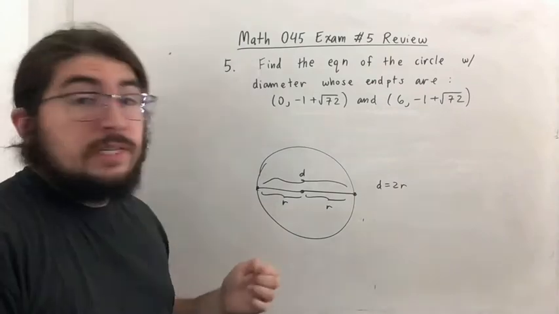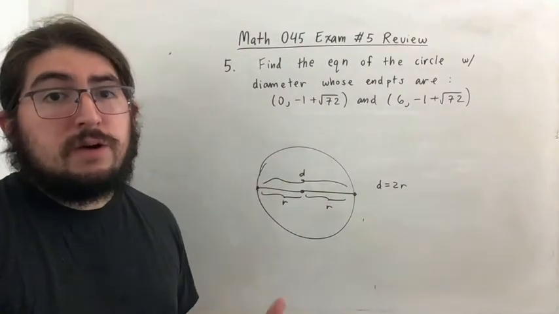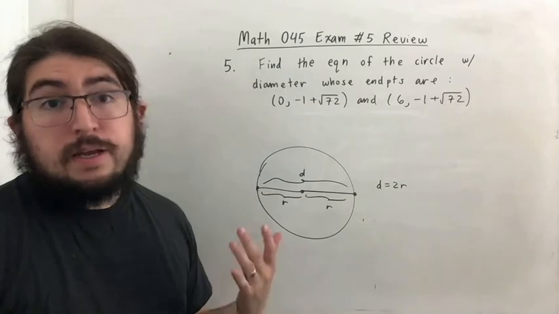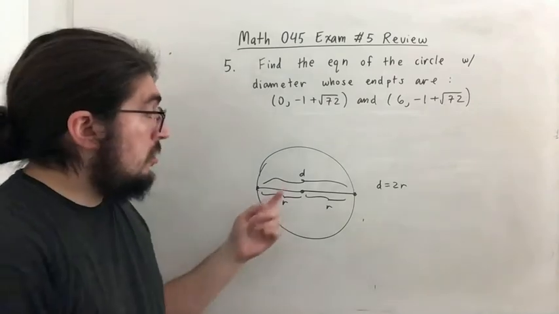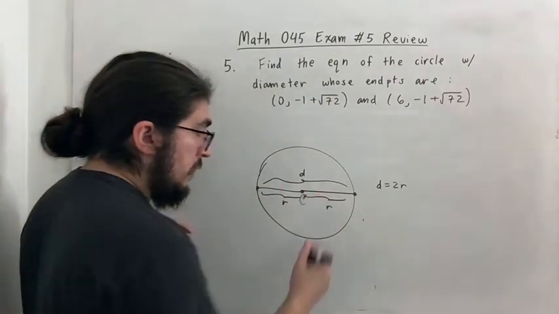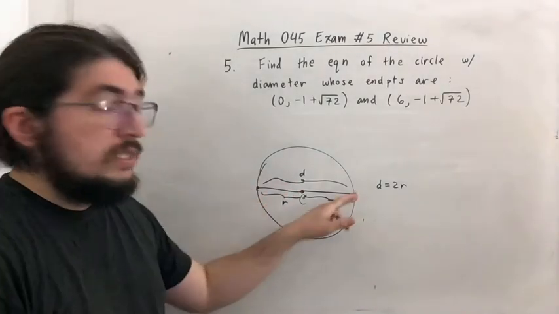But really what we need to do is find the distance between these points. Do we know how to find the distance between 2 points? We can use the distance formula. Also, notice the center of the circle here is smack dab in the middle between these two endpoints.